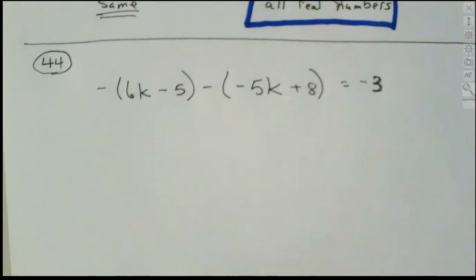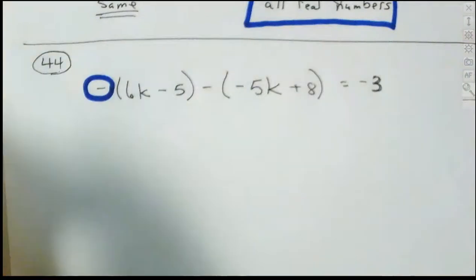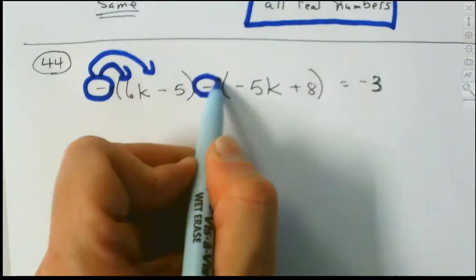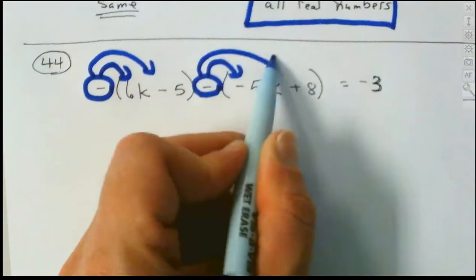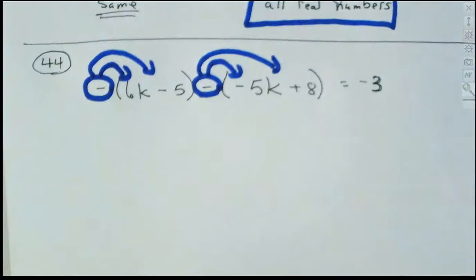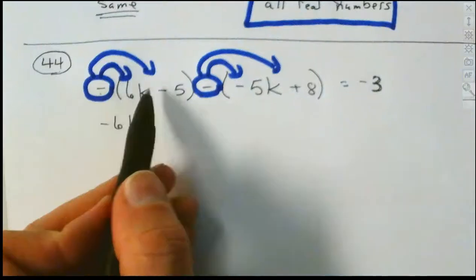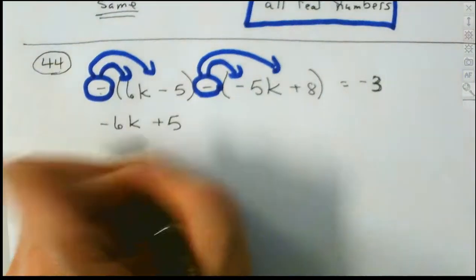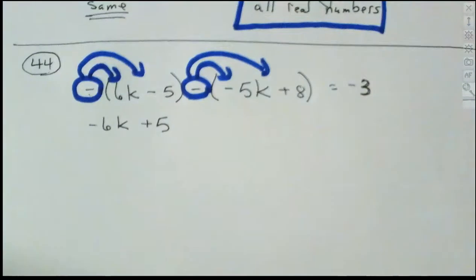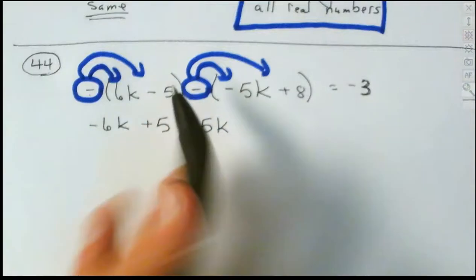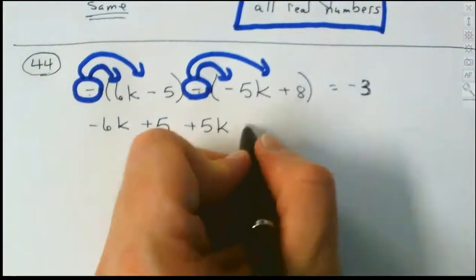And how do we do that? Distribute. And I always like to circle the negative so I don't lose it. Be very careful with your signs. When you distribute that negative through, those signs are going to switch. So when I distribute the negative through, I get a minus 6k. Negative and negative makes it a positive 5. Take your time, be careful with the signs. Negative and negative makes it a positive 5k. Negative and positive makes it a minus 8.